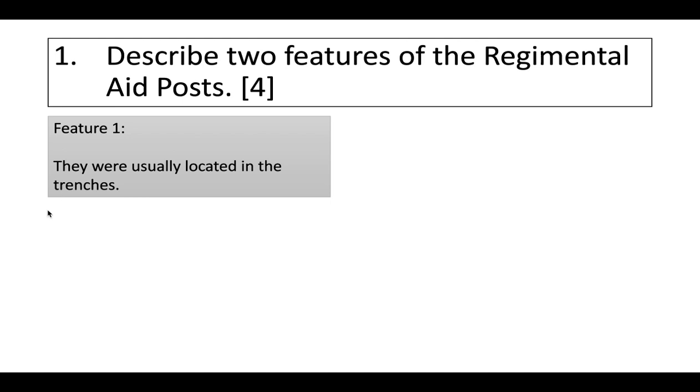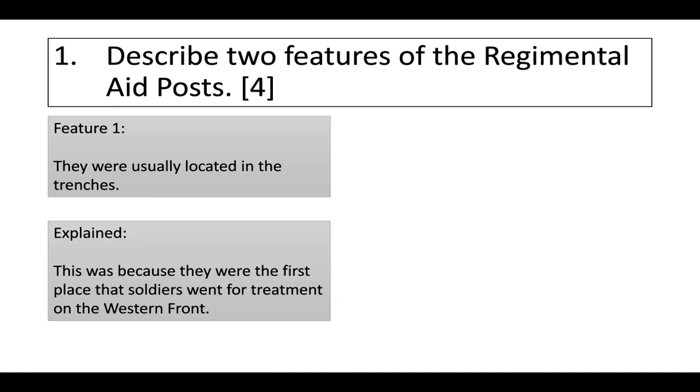So here's one that I've done. I've said they were usually located in the trenches, and it can be as simple as that. But then to get a second mark, you notice it's for 4 marks. Identify two features. For each feature, you need to explain them a little bit or describe them in a little bit more detail. So I'm saying why they were usually in the trenches. This was because they were the first place that soldiers went for treatment on the Western Front. It just shows I know a little bit more about these regimental aid posts.